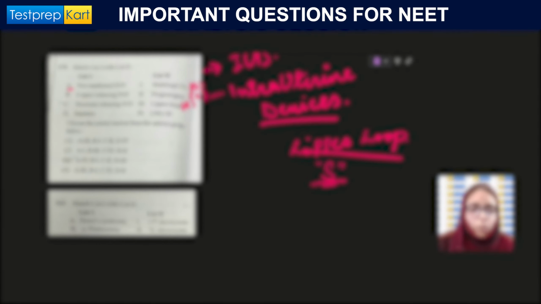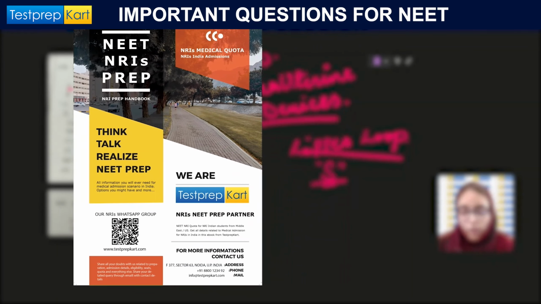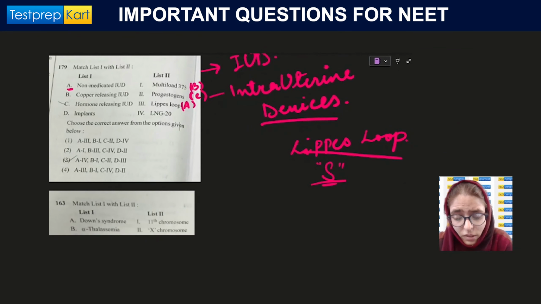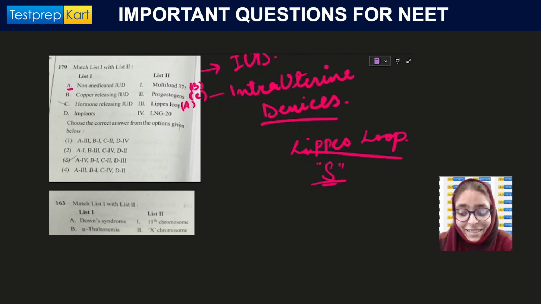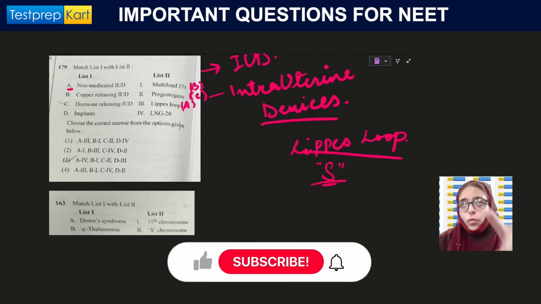Yeah, we have one option, that's implants. The correct option, look, we can say two will be the hormone releasing. One can be progesterone and the second will be LNG20. So when we talk about the implants, we can get confused whether it is the progesterones or the rest of the options. Progesterone will be more suitable.